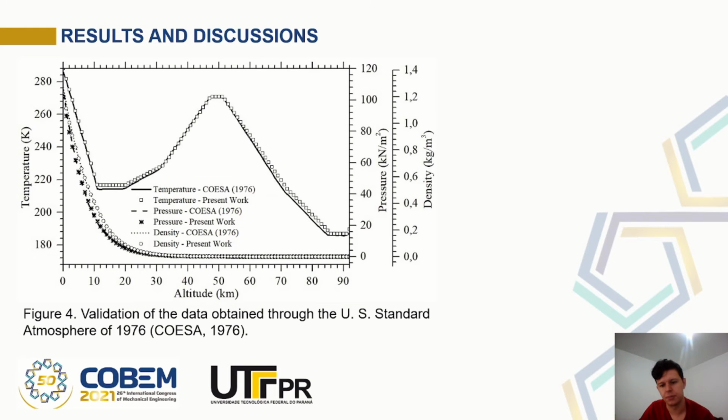The first important result to guarantee in this work is the streamline conditions. Here in figure 4 is a comparison between the streamline conditions obtained in the atmospheric model in this work and the US Standard Atmosphere of 1976. As we can see, the results were very close.